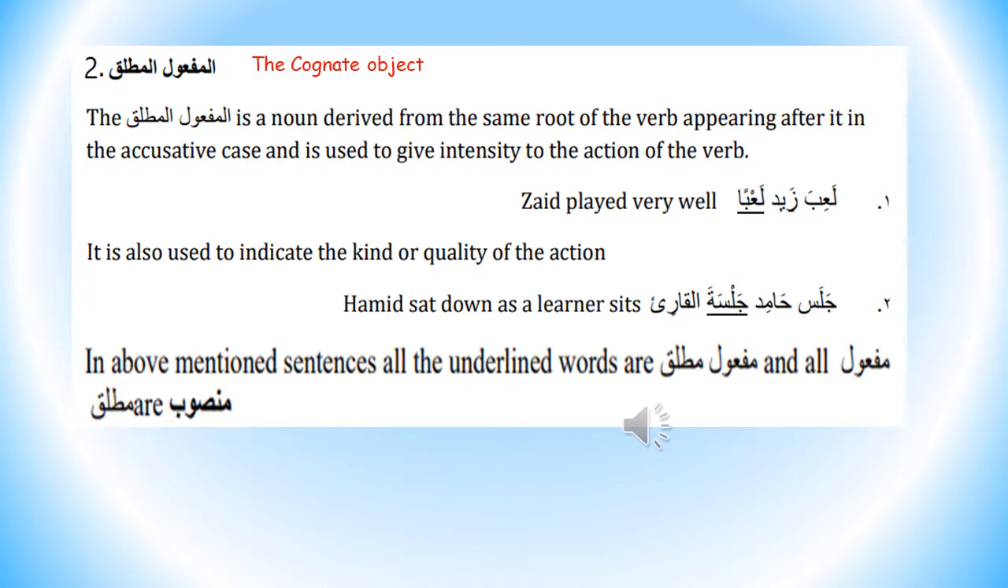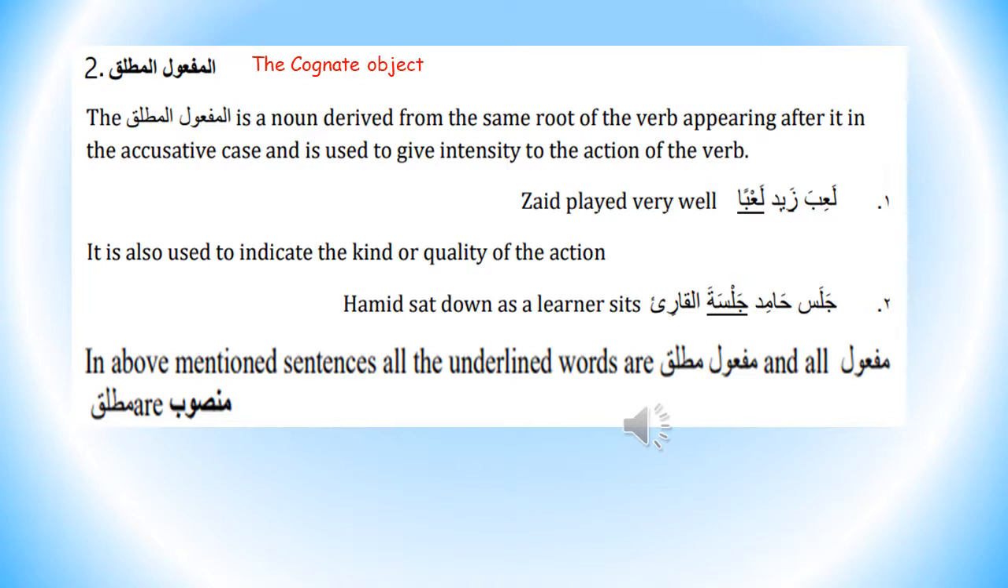For example, laiba zaidan laban. Laiba is a verb, played. Zaid played, laban means very well. So this object is laban, which is derived from the root word of the verb laiba. So laban comes from laiba. So this is called al-maf'ul mutlaq. Laiba Zaidan laban. Zaid played very well.